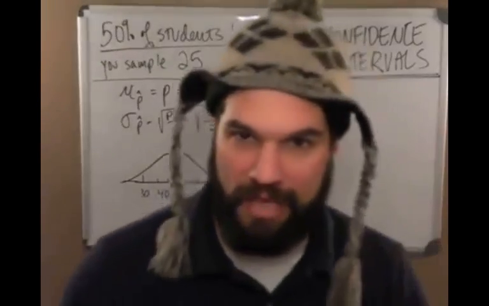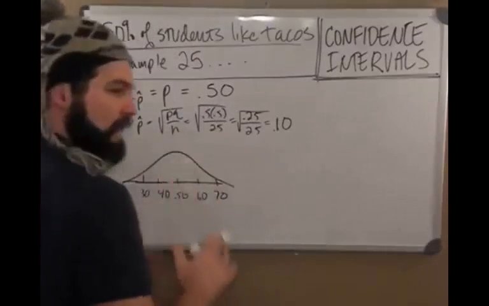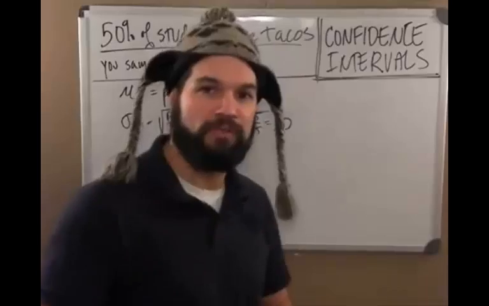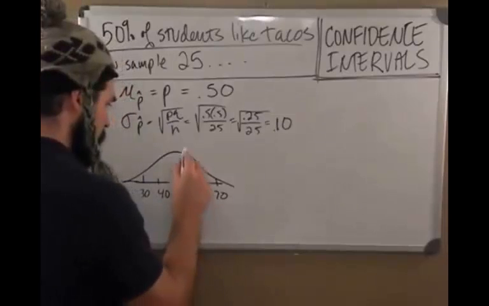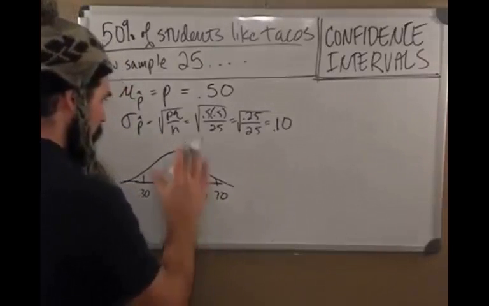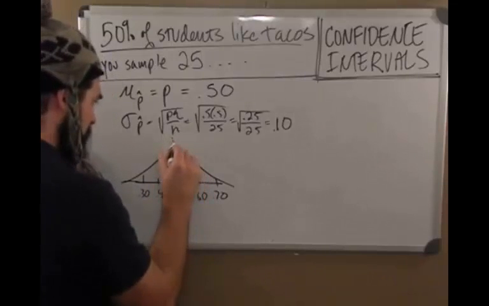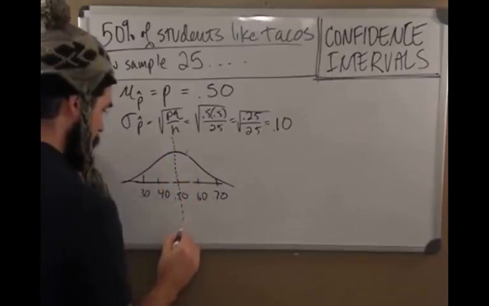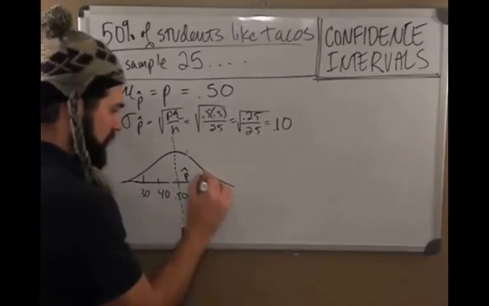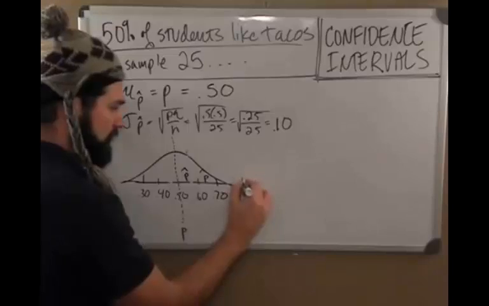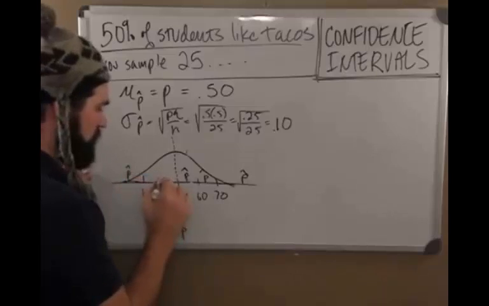But remember what this is. This is a pile of p-hats, a whole bunch of p-hats. There are a few p-hats I really want you to focus on. First of all, I'm going to draw a very important line here. This line will be the true p, 0.50. And I'm going to talk about a p-hat here, a p-hat here, and possibly a p-hat here, because it is possible to get a random p-hat down here too.